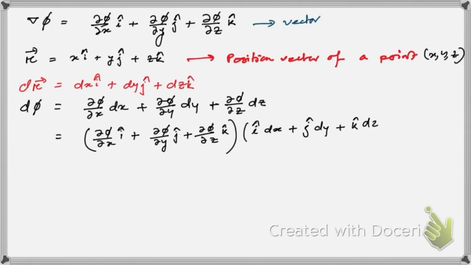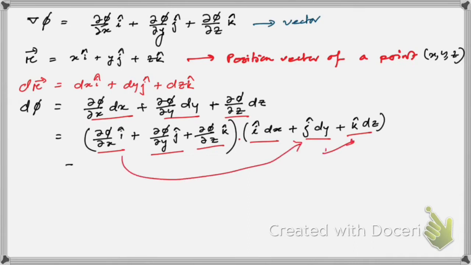So we can express this as a dot product of two vectors. If you multiply this one and this one, you will get this term. This one and this one, again you will get this term, and this one and this one, you will get this term, right? If you multiply this one with the other two terms, then it will be 0.